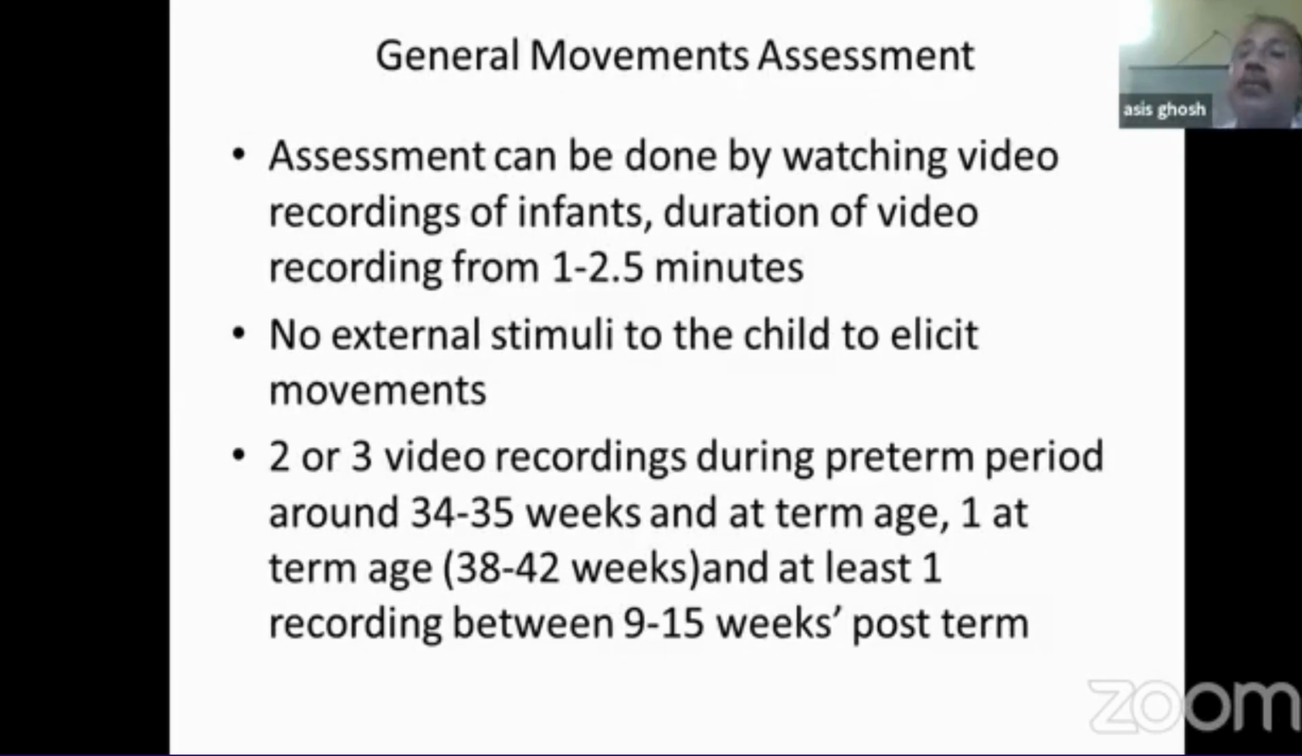So assessment can be done by watching video recordings of infants of duration 1 minute to 2.5 minutes. You can also observe the child directly. There shouldn't be any external stimuli. Nobody should stimulate the child, saying look this side, or ringing a bell or something like that. No visual stimulation.